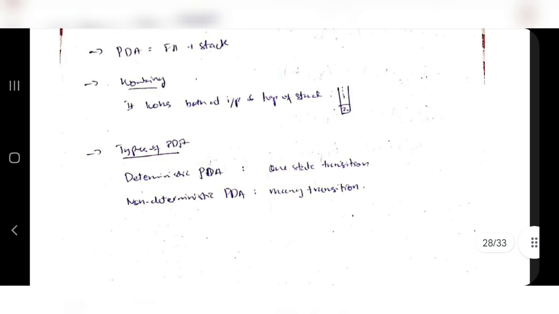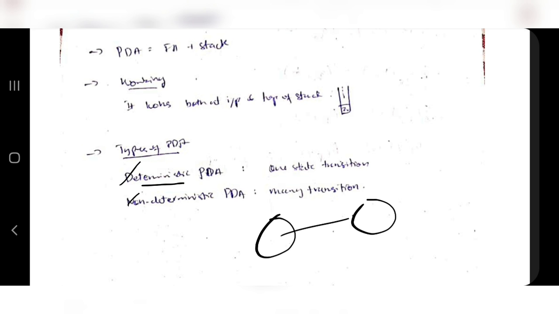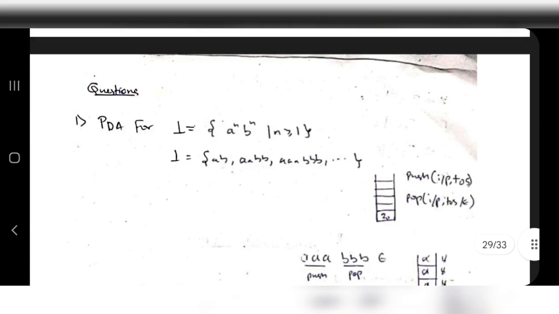There are two types, deterministic and non-deterministic. The main difference is that in deterministic there will be only one transition, from Q1 to Q2 like that, and in non-deterministic we will have many transitions, meaning from one state we can go to multiple states. Yes, we will be using a stack here. So let's discuss this using an example.